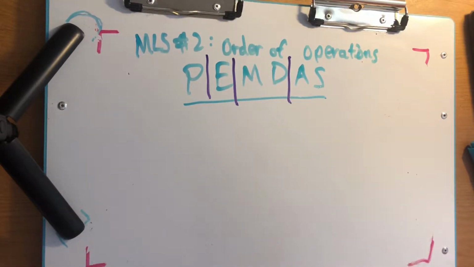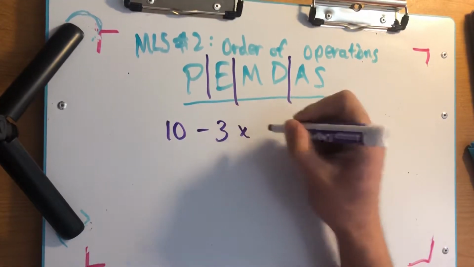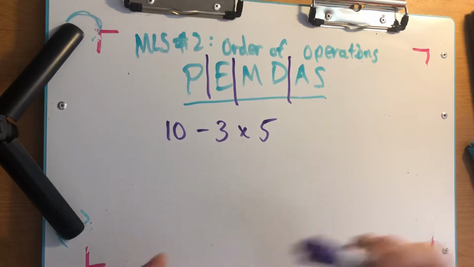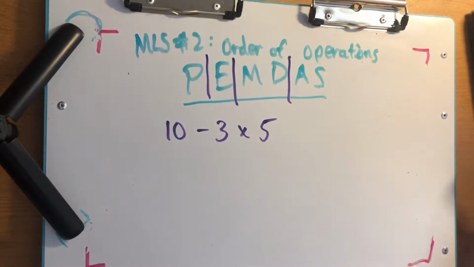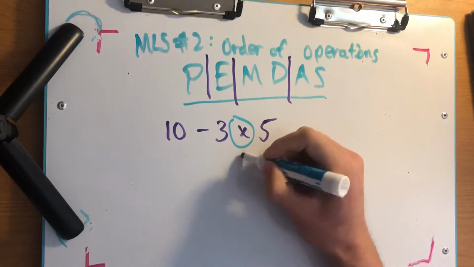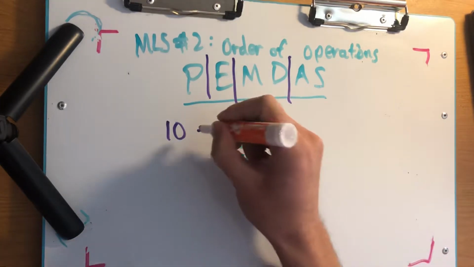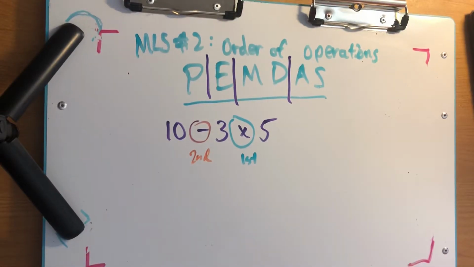So if we have an example problem, say 10 minus 3 times 5, we'll keep it super simple. Our understanding with PEMDAS is that we want to do this multiplication first, and then we do our subtraction second. And there's definitely nothing wrong with that.